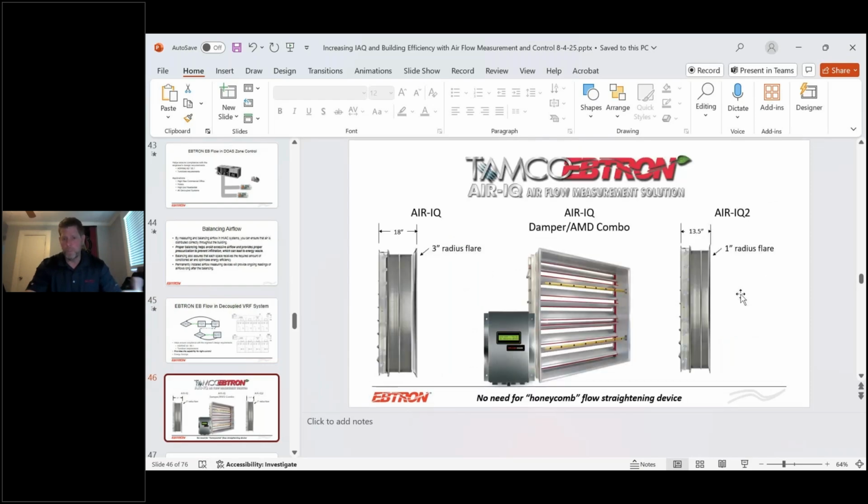For zone control, this is a solution that we have. It's a high quality damper with an airflow measurement device combined. This is great if you're using a common return duct in a large high rise, other types of locations, but this is a great solution for zoning.